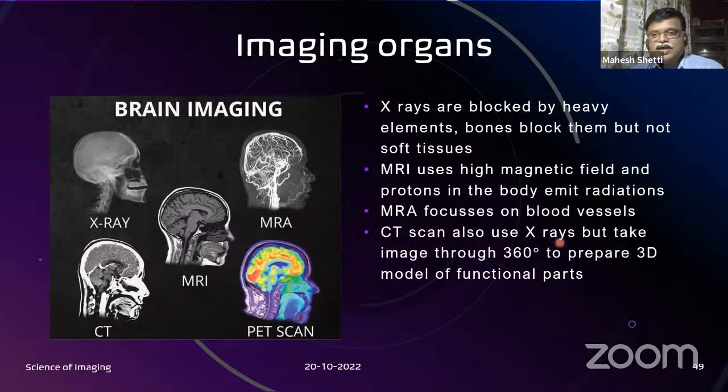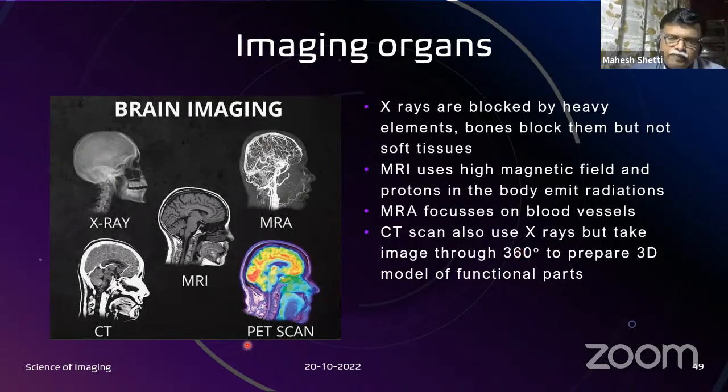CT scan again uses X-rays, but X-rays typically give two-dimensional pictures. The CT scan is going to give 3 dimensions because you're going to use X-rays along different directions. So different slices will be taken. You use a computer to build basically a 3D model, which doctors will use if they want to find out certain things from a CT scan.